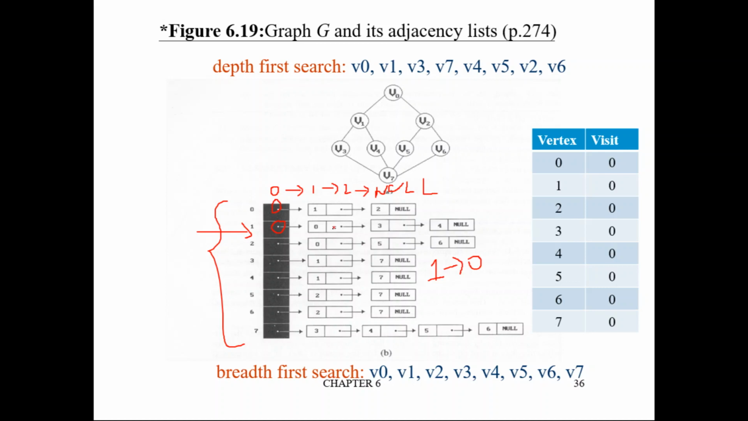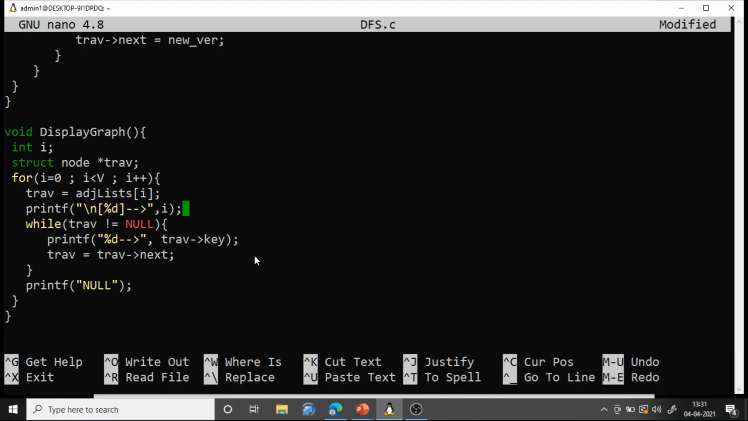Again it will point to next. Is it null? No, not null. So after 0, this 3 will come. Again next. Is it null? No, not null. So it will display 4. Again next. Is it null? Yes, null. So it will display null, and then it will come out and go to the next, and so on and so forth. Like that, basically it will display the adjacency list.